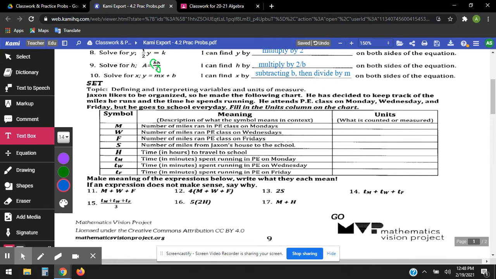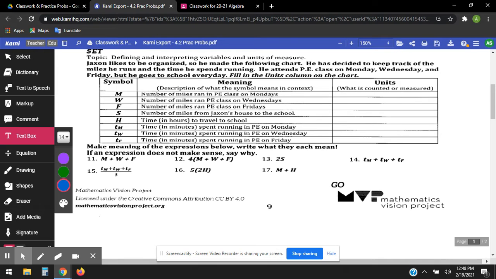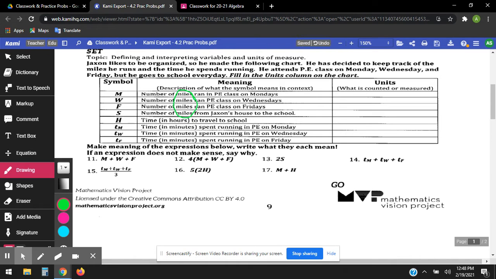Defining and interpreting variables. So Jackson likes to be organized, so we made the following chart. He has decided to keep track of the miles he runs and the time he spends running. He attends PE class on Monday, Wednesday, and Friday, but goes to school every day. So fill in the units column on this chart. So number of miles ran in PE class on Mondays. Number of miles. Notice we have our units really right here in this column. So these are all just going to go right over here.